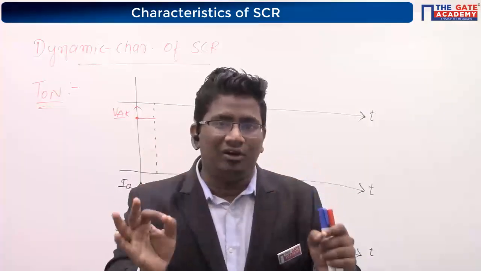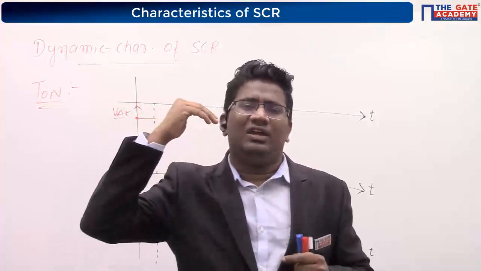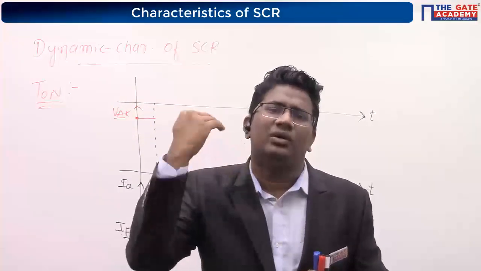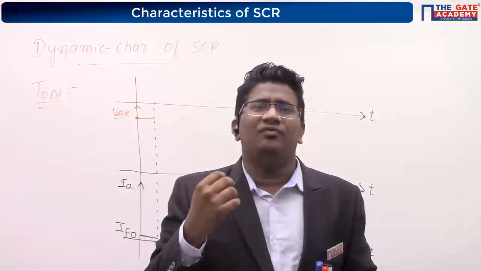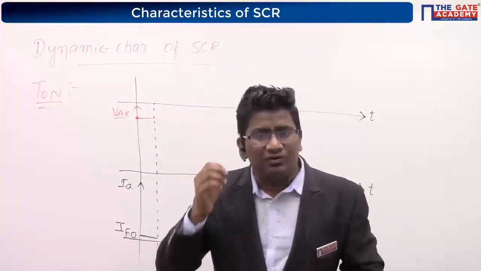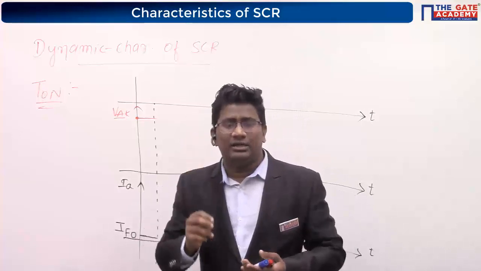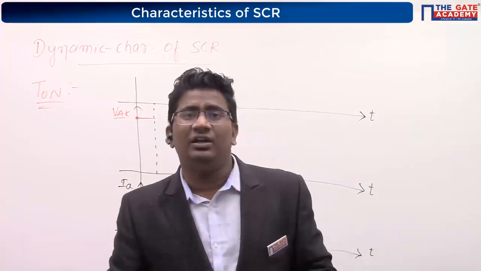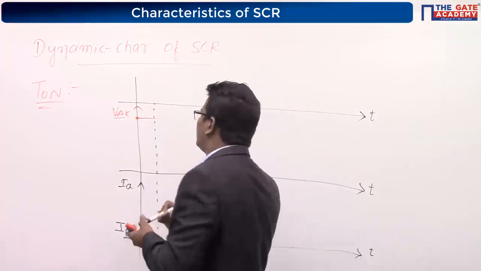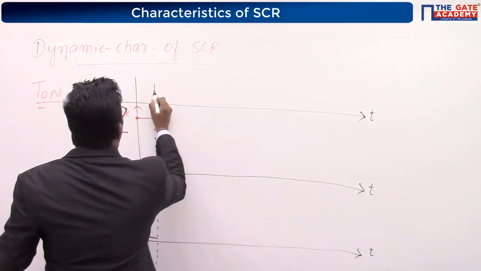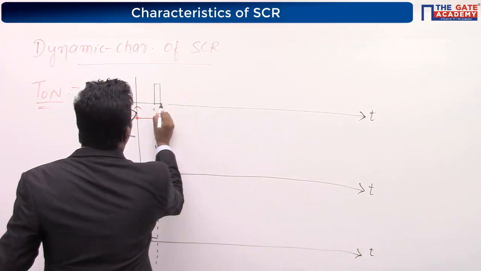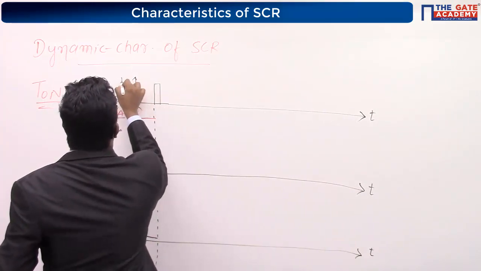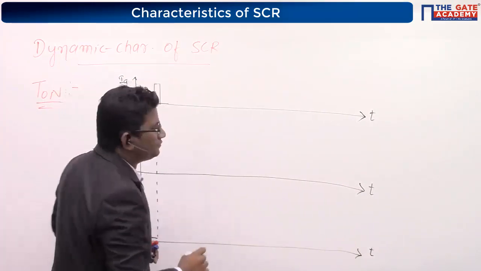For turning on the SCR, we have so many methods like forward breakover, light triggering, or dv/dt triggering, or so many methods. Out of all those methods, which one do you have to prefer? We have to prefer gate pulse. So you have to apply a gate pulse here. This is your gate current.